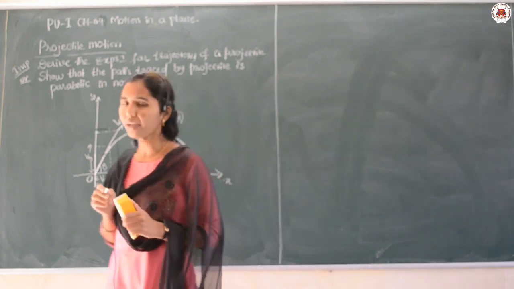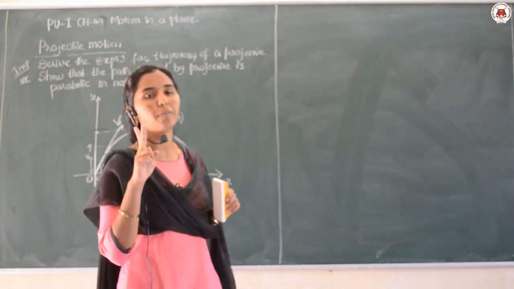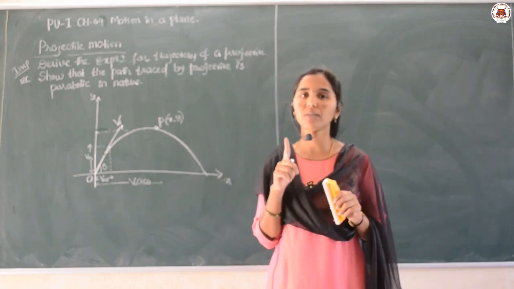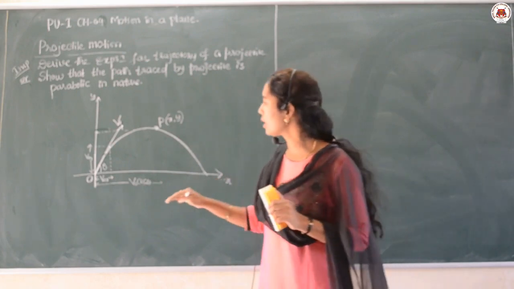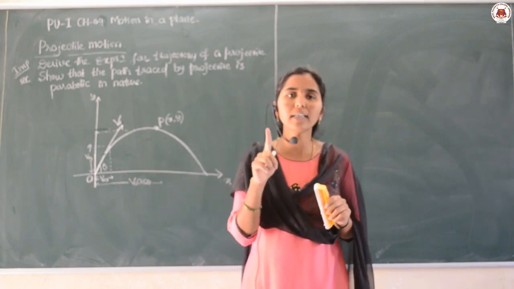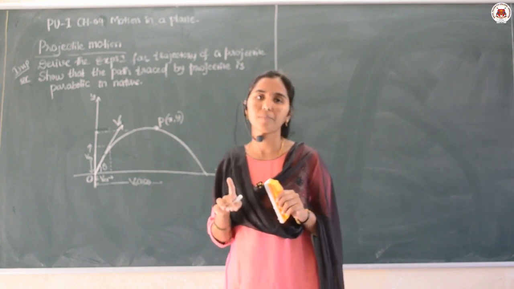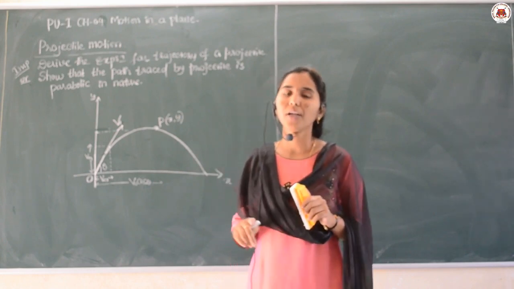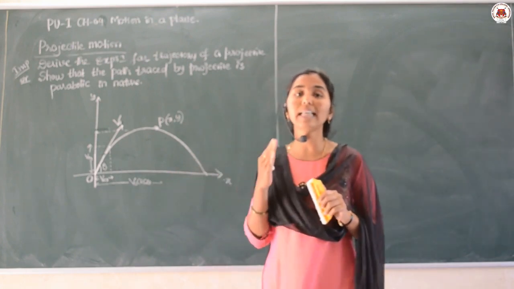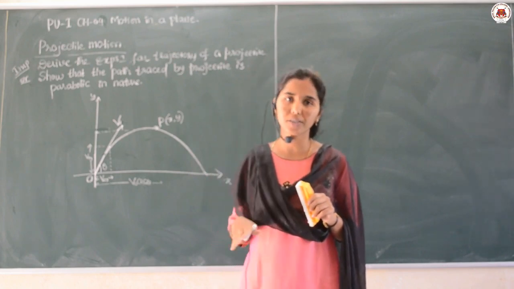Therefore, during this projectile motion, 2 points should be very clear to you all. The first point is: during the projectile motion, the horizontal component of velocity remains constant. Remember dear students, during the projectile motion, the horizontal component of the velocity remains constant.